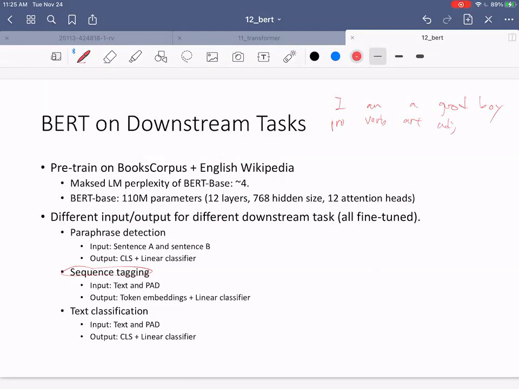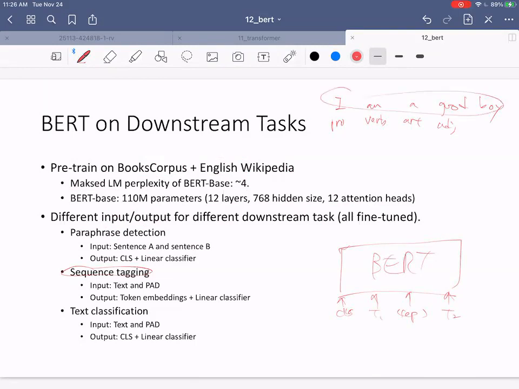But interestingly, BERT is trained to receive two texts at a time. So there's BERT, and then there's CLS, T1, SEP, and T2. This is how BERT is trained. But in sequence tagging, you don't need T2, you only need T1.